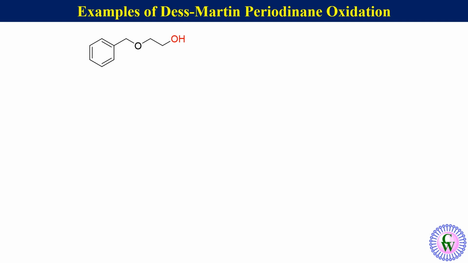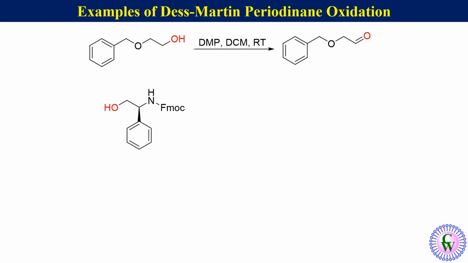2-Benzyloxyethan-1-ol when oxidized by Dess-Martin Periodinane gives benzyloxyacetaldehyde. Similarly, this Fmoc-protected chiral amino alcohol after Dess-Martin Periodinane oxidation gives the corresponding aldehyde.